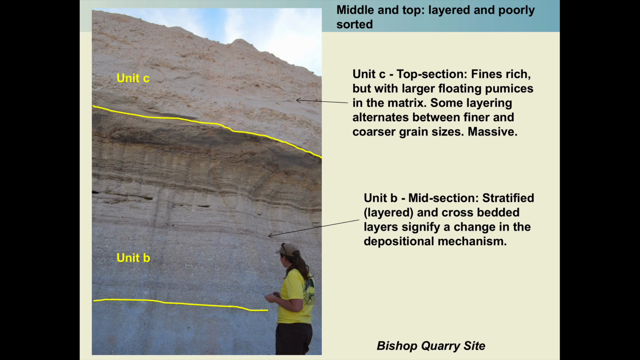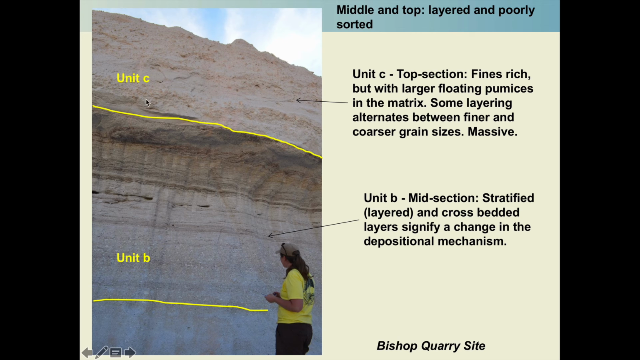Unit B is really different, and you can see that. You can see the layering in this photo, especially as you get up towards the top. So in this midsection of Unit B, it's stratified, which means it's layered. It shows obvious layers of different sizes of clasts and maybe different colors, and maybe there's some structure to it. There might be cross-bedding, which there is in this Unit B. So it signifies a change in depositional mechanism from Unit A. It looks very different, looks like it was layered. Could this be a series of surge deposits? That's something you'll find out by doing this homework assignment.